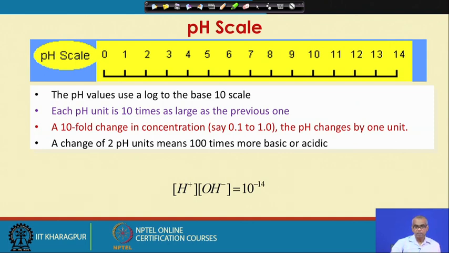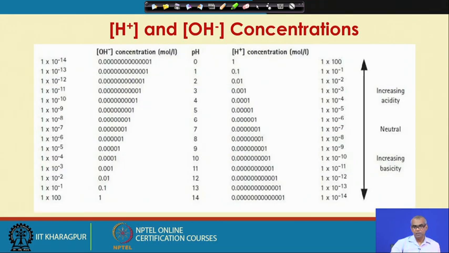You also know that the product of hydrogen ion concentration and hydroxyl ion concentration is 10 to the power minus 14. So, this basically tells how the hydrogen ion concentration and the hydroxyl ion concentrations are related. Look at this, the product of these two is always 10 to the power minus 14.